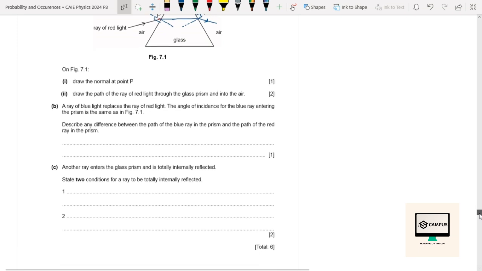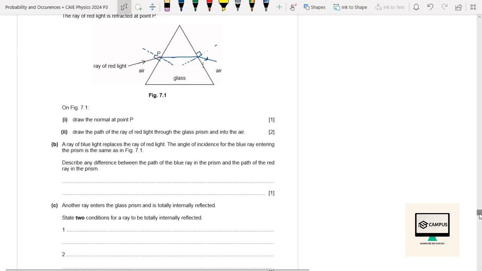Okay, moving forwards, let's move to part B. A ray of blue light replaces a ray of red light. The angle of incidence for the blue light entering the prism is the same as in figure 7.1. Describe any difference between the path of the blue ray in the prism. So they've just replaced the ray of red light with the ray of blue light. Everything else remains the same. And we need to explain the differences between the path of the blue ray in the prism and the path of red ray in the prism. Also, this is a 1-mark question.